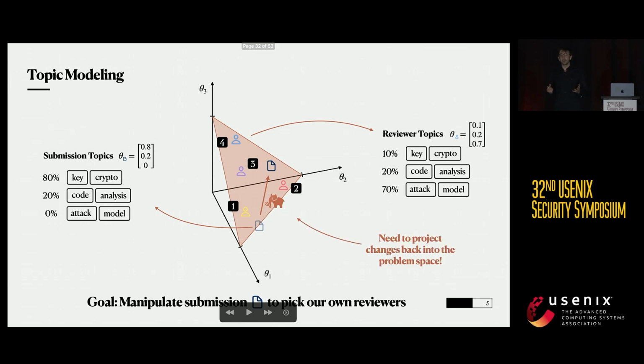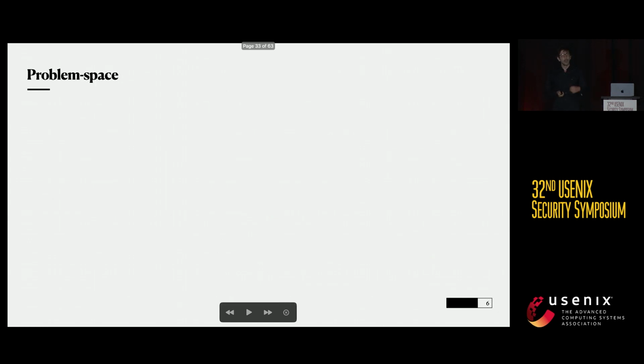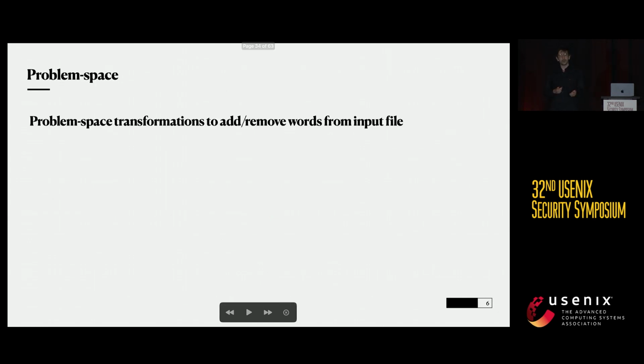And there's another problem, we still have to manipulate the submission, right? We cannot just do something in this topic space and have a topic mixture as target, we still need to manipulate the submission. So we need to work also in the problem space. And we did that. We defined different transformations to add and remove words from an input submission.